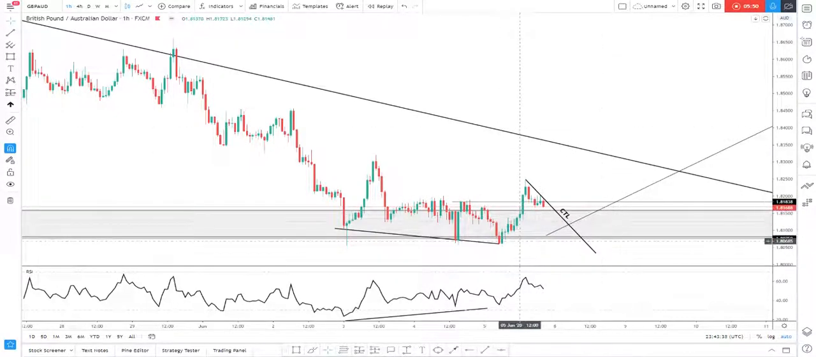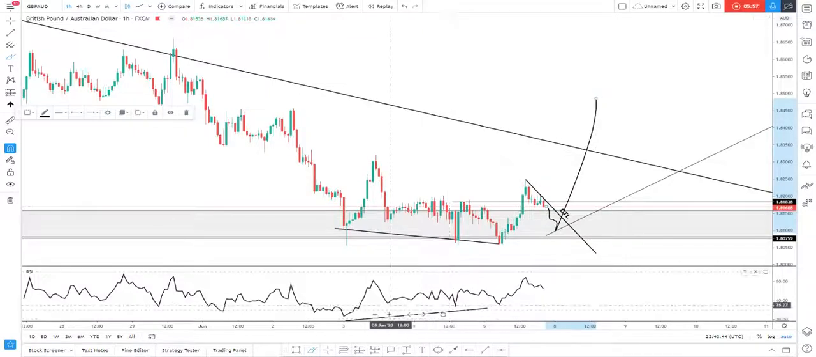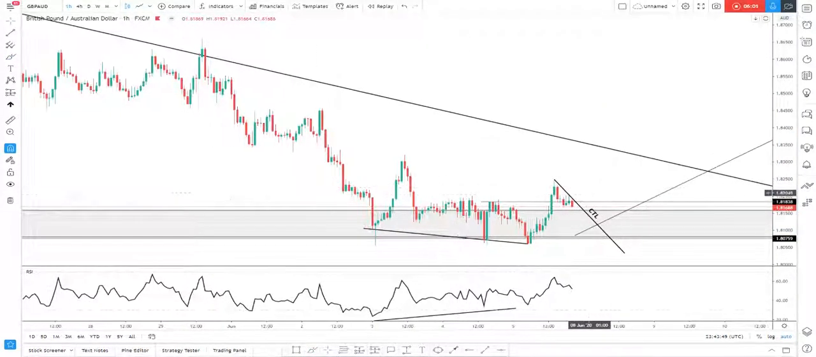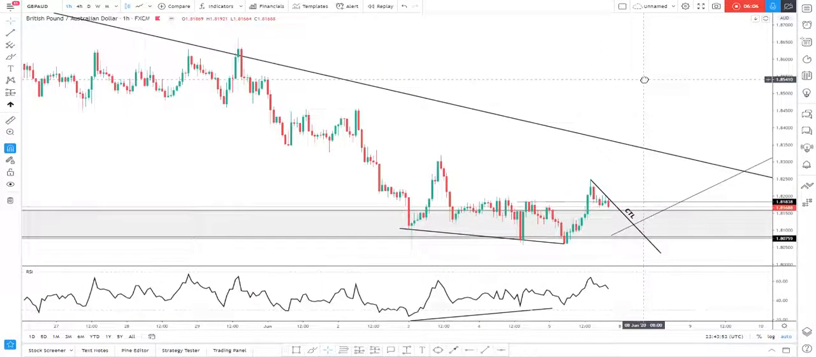What I expect price to do on this is possibly move down further, then break out of the corrective trend line and move to the upside. So with this being said, my sentiment on GBP AUD will be to go long on it.